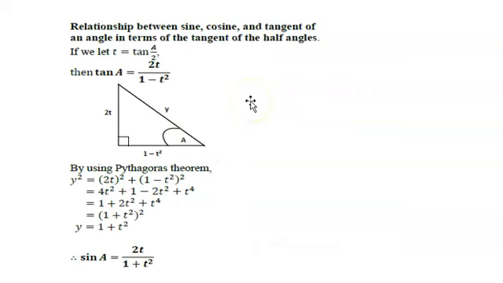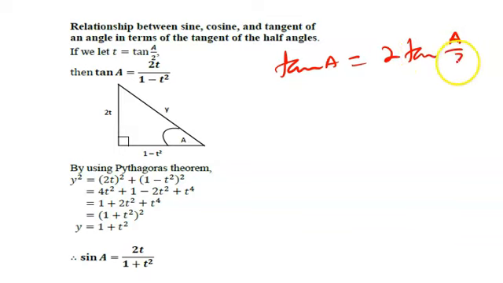Now what we are going to do is look at the relationship between sine, cosine, and tangent of an angle in terms of the tangent of the half angle. We have established that tan A is equal to 2 tan A on 2 over 1 minus tan squared A on 2.